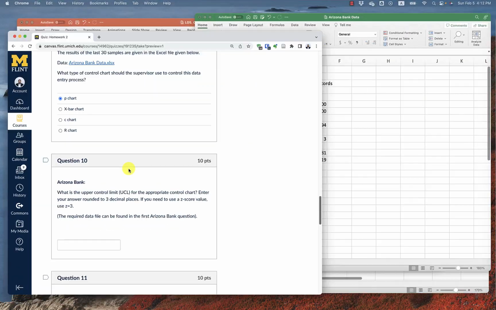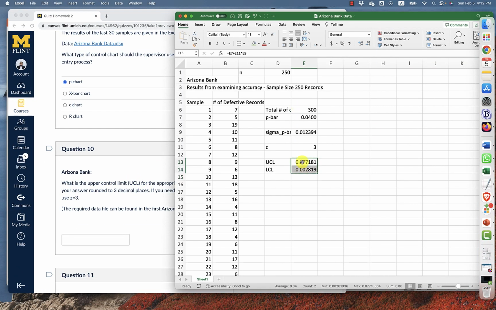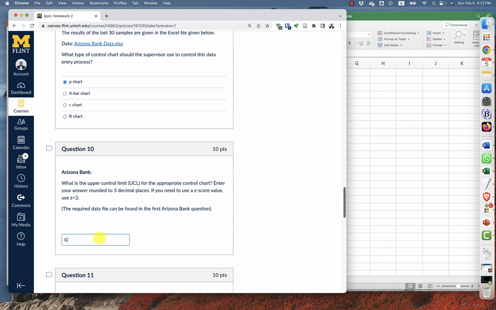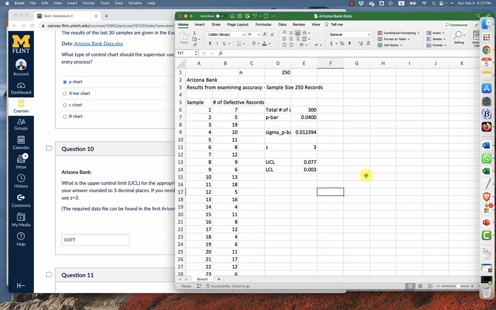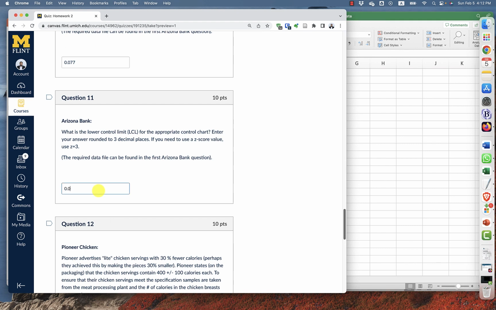So let's see how many decimal places we need to keep. We need to keep 3 decimal places. So we can just round them both to 3 decimal places. So 0.077 is the upper control limit, and the lower control limit is 0.003.